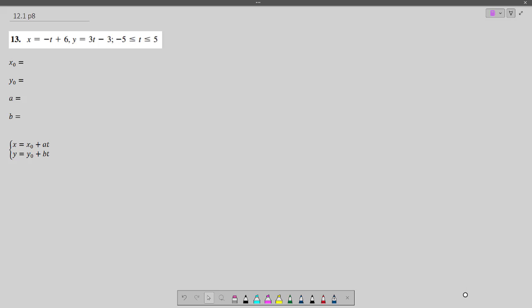Okay, so you guys write down those 4 values that you see from that set of parametric equations. So we have our x and we have our y. So write down x naught, y naught, a and b. And then we'll graph it.